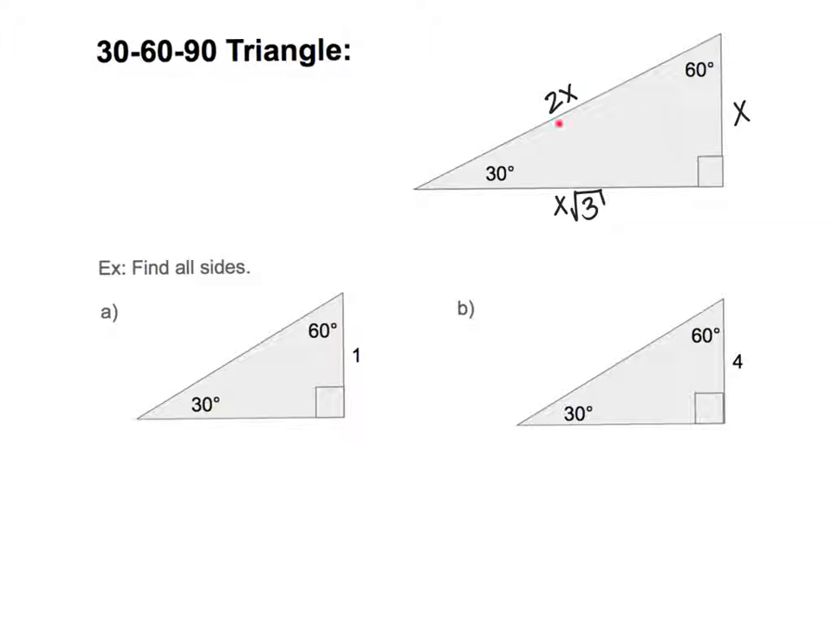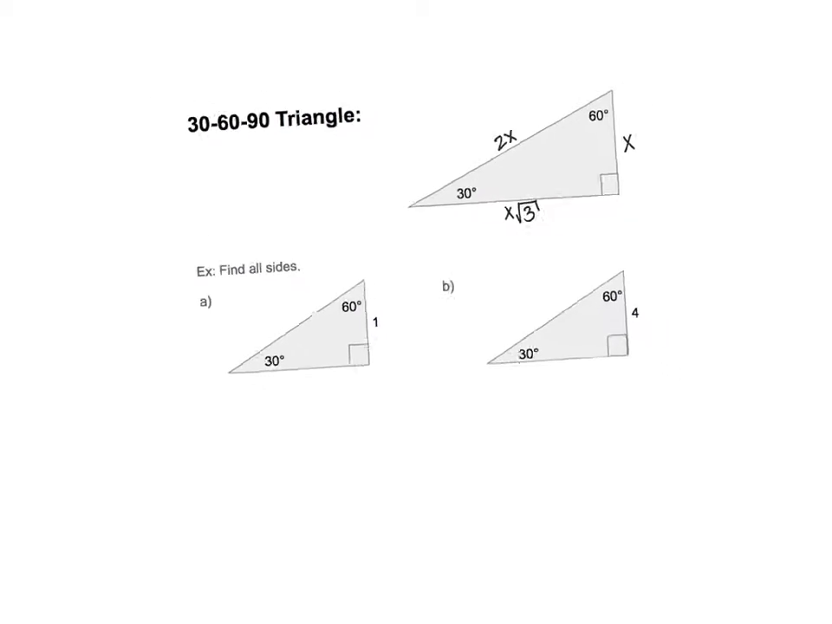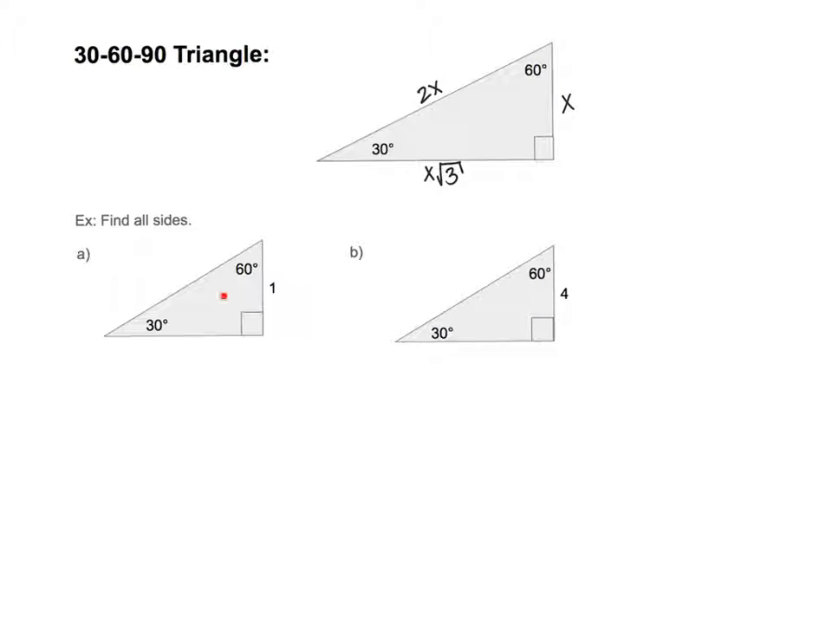I will explain why this is the square root of 3 when we look at example A. So let's take a look at example A together. In this example, I've given you one of the sides as 1, and we have to find the other two, and we can use this formula to help us out. If this is the shortest side, the hypotenuse is double that amount. So 1 times 2 is going to be 2, so this side is going to be 2.